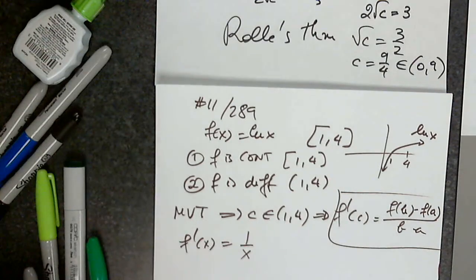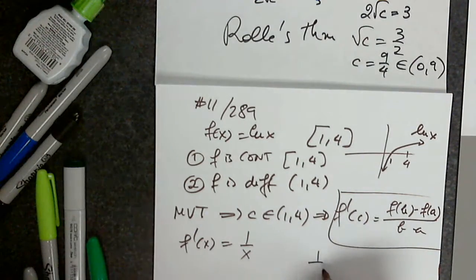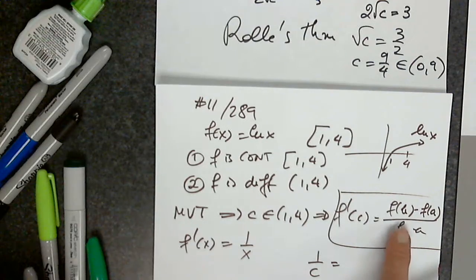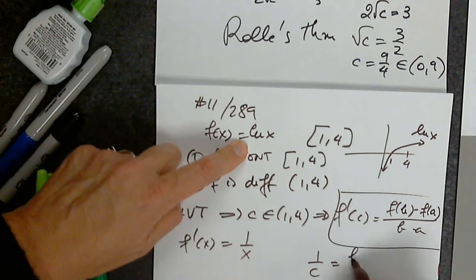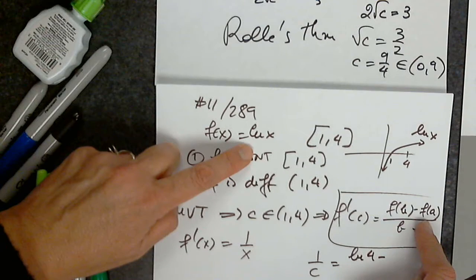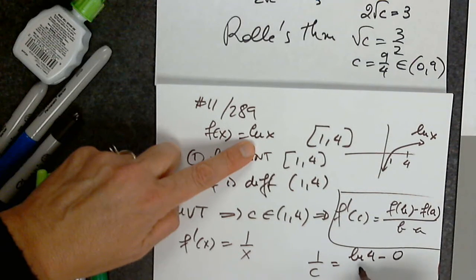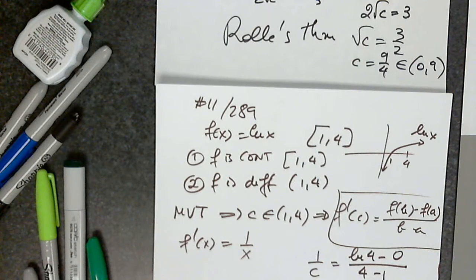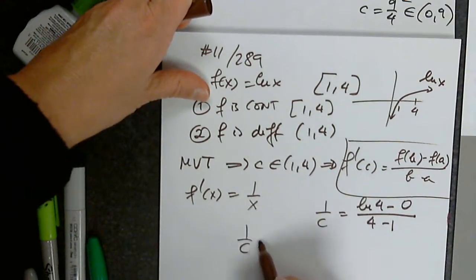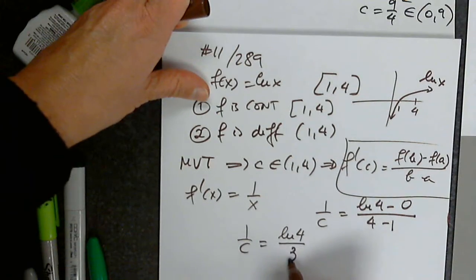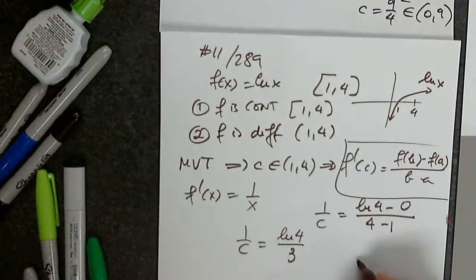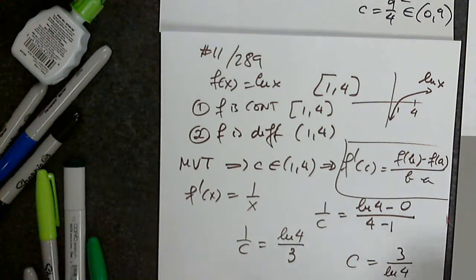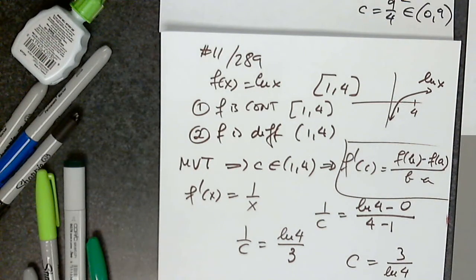So in order to create this equation, first I have to find f prime of x, which we know is 1 over x. So then 1 over c will equal f of b, which is natural log 4, minus natural log 1, which is 0, over 4 minus 1. Correct. So that would be 1 over c equals natural log 4 over 3. I flip both sides, so c equals 3 over natural log 4. And this number better be between 1 and 4.